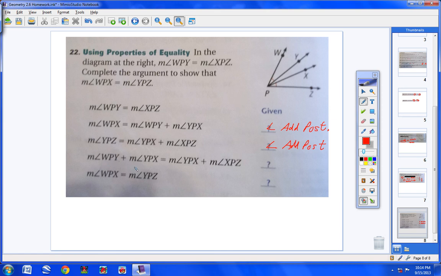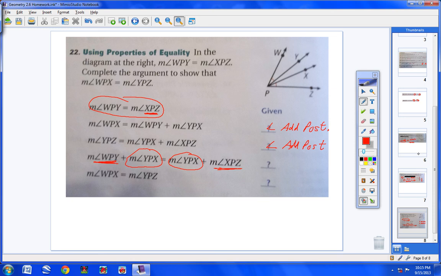Now, look at this. Do you see this right here? Notice I have WPY, and I have WPY right here. And notice on the right side I have XPZ, and down here I have XPZ. Look what you added to both sides. You took this up here, and you added YPX, and you added YPX. So you added the same thing to both sides, okay?